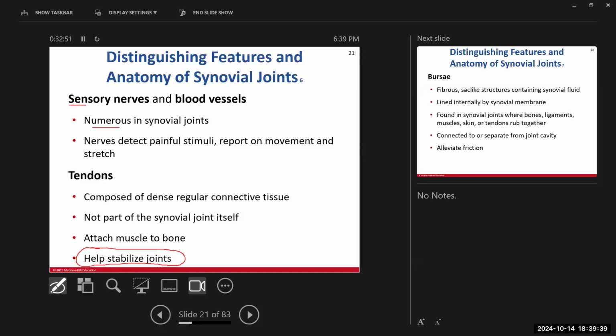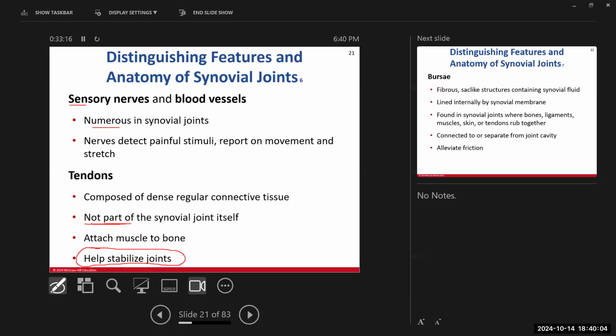So when they get the brand new knee, now they have a somewhat stable knee joint, compared to prior to the surgery. So tendons, as you know, attach muscle to bone, but they do play a stabilization role here. But keep in mind, good true or false question, it is not part of the synovial joint itself. It does not play a role in that.